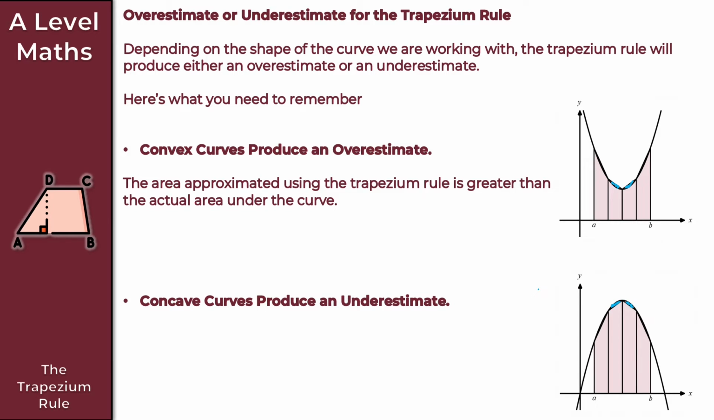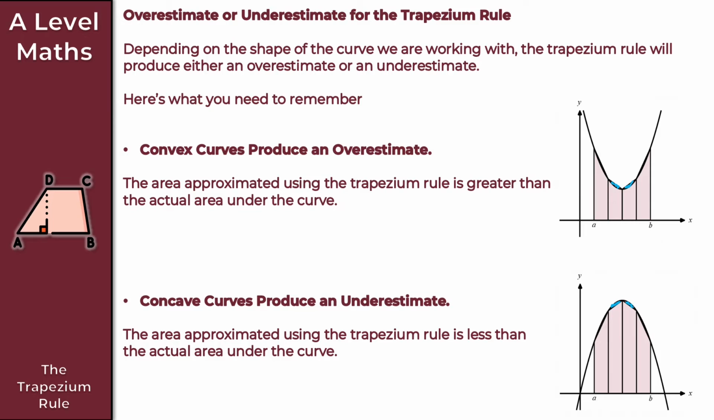So what does that mean? Well, what that means is the area approximated using the trapezium rule is less than the actual area under the curve. Okay, so these 2 points, really, really important. And you will get asked that within exam questions. So please do make a note of these 2 points.